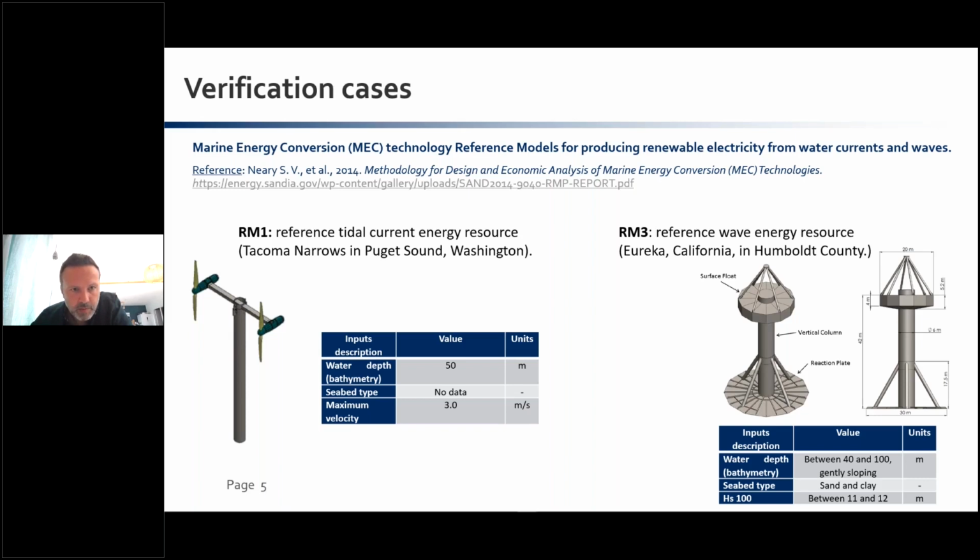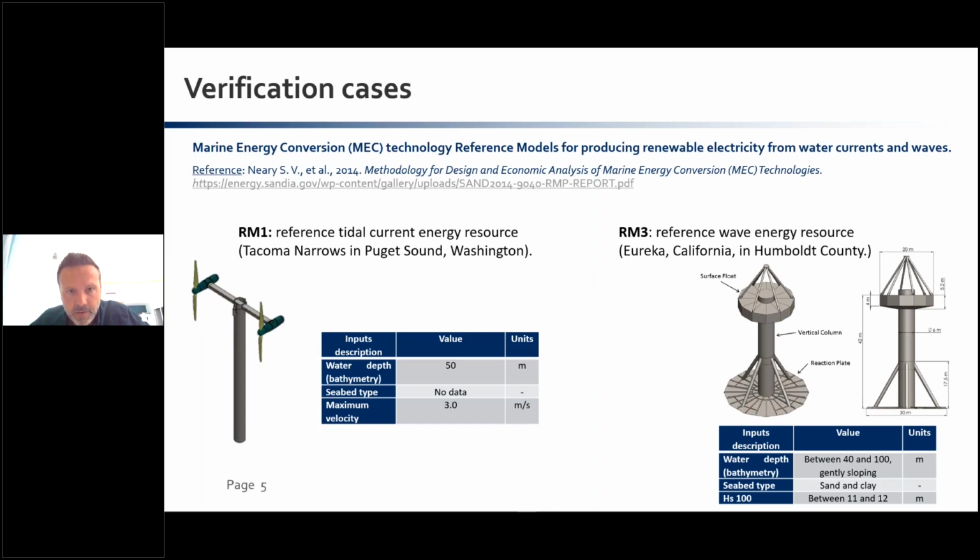So first, the RM1 reference model, which is a dual axial flow tidal turbine. It has been designed for a reference tidal current energy resource model after the Tacoma Narrows in Puget Sound in Washington. On this site, the water depth is around 15 meters. And the maximum velocity reaches 3 meters per second.